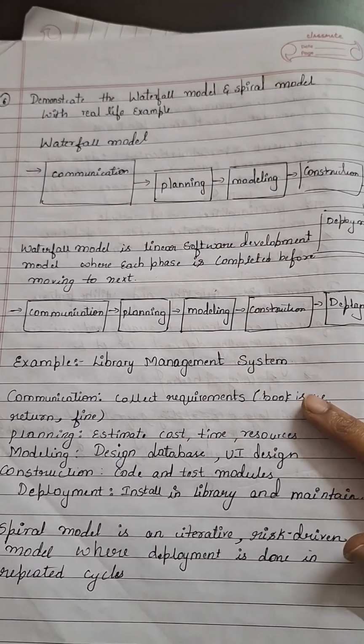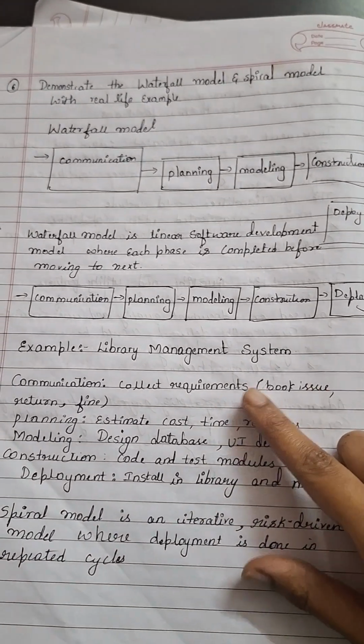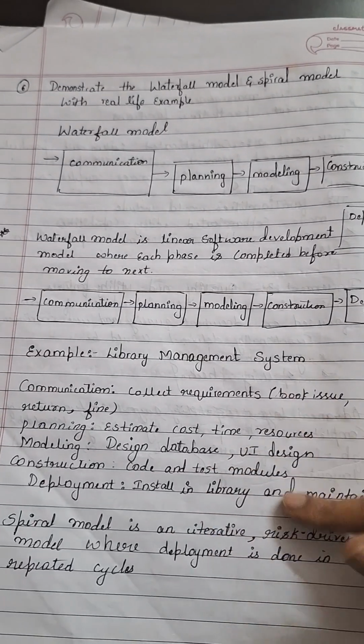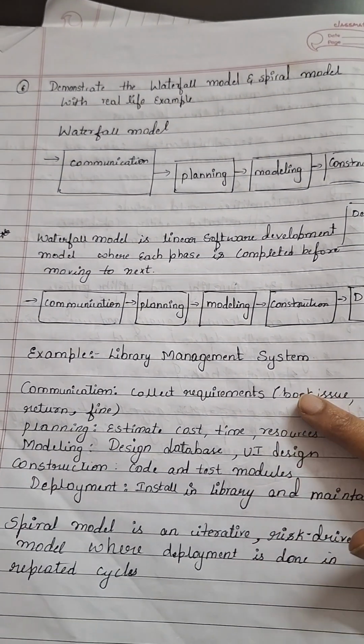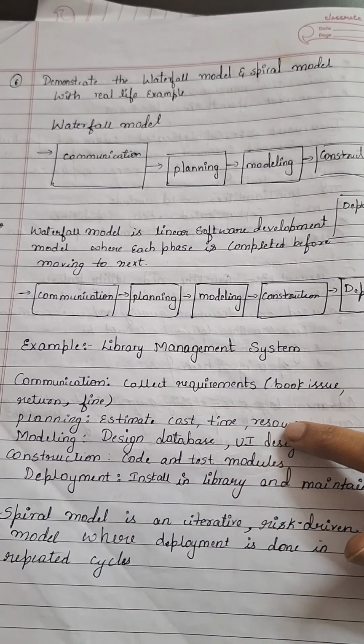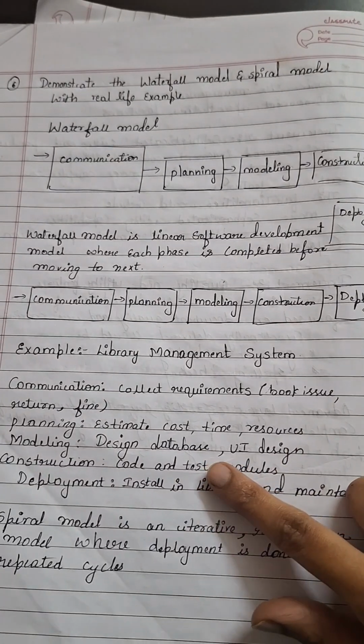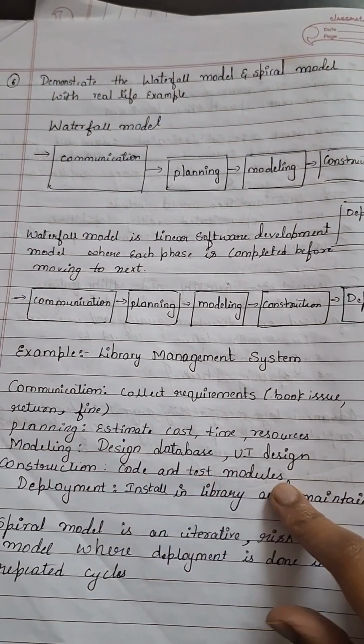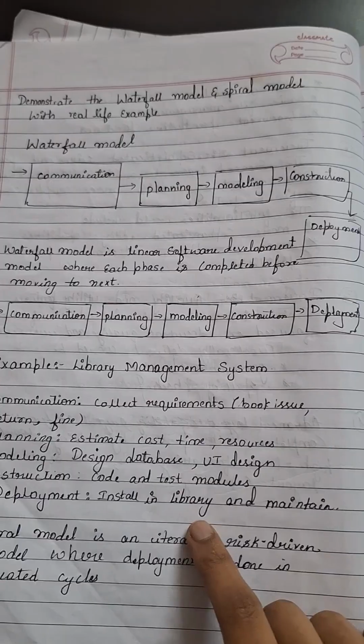For the waterfall model, you can give a library management system, that is communication, planning, modeling, construction, deployment. It should include all 5. For library management, first is communication: collect requirements; planning: estimate cost, time and resources; and modeling: design database, UI design; construction: code and test modules. In deployment, you install it in the library and maintain it.